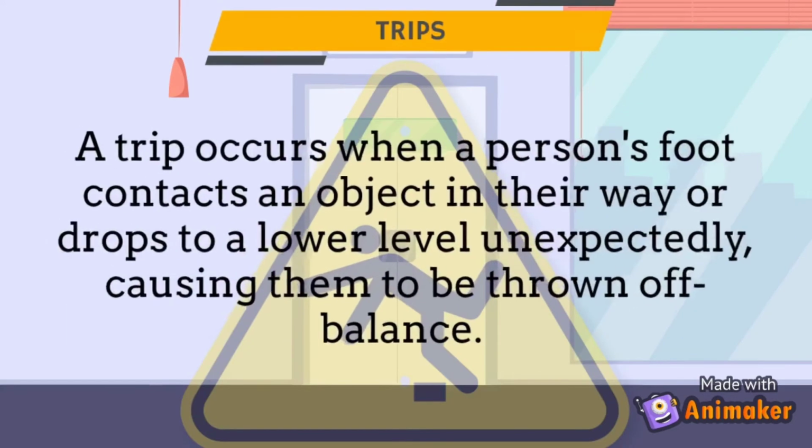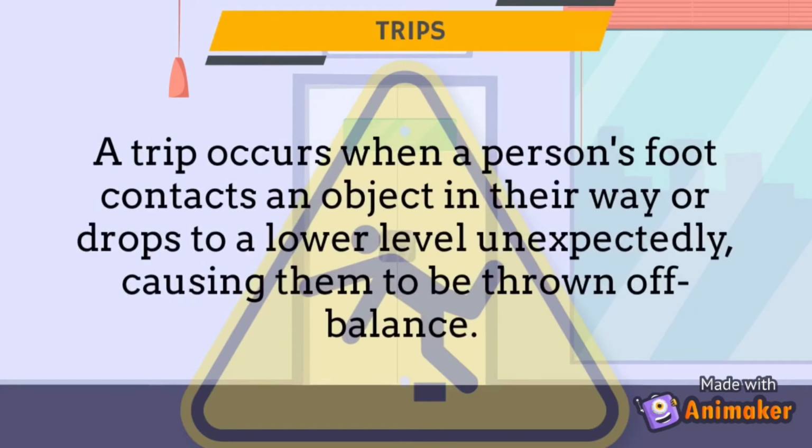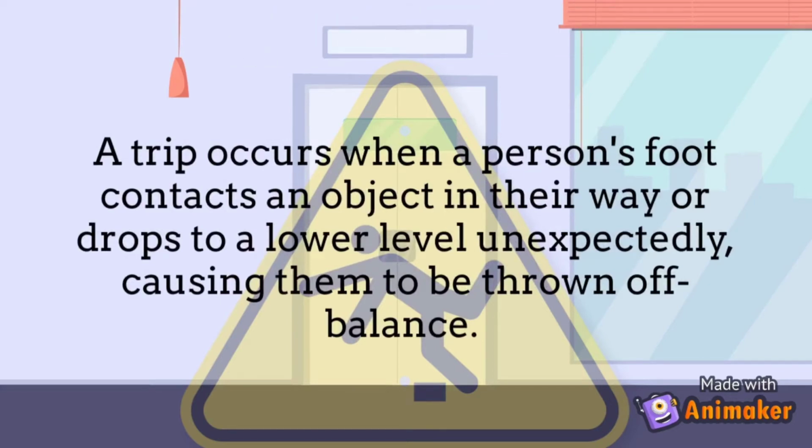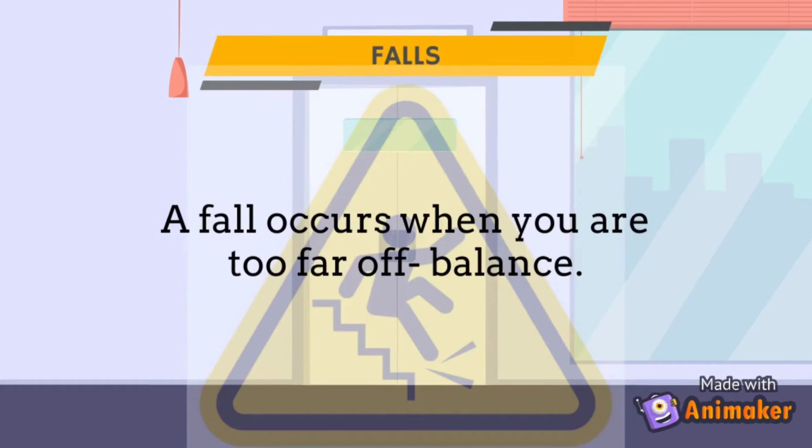Trips. A trip occurs when a person's foot contacts an object on their way or drops to a lower level unexpectedly, causing them to be thrown off balance. A fall occurs when you are too far off balance.